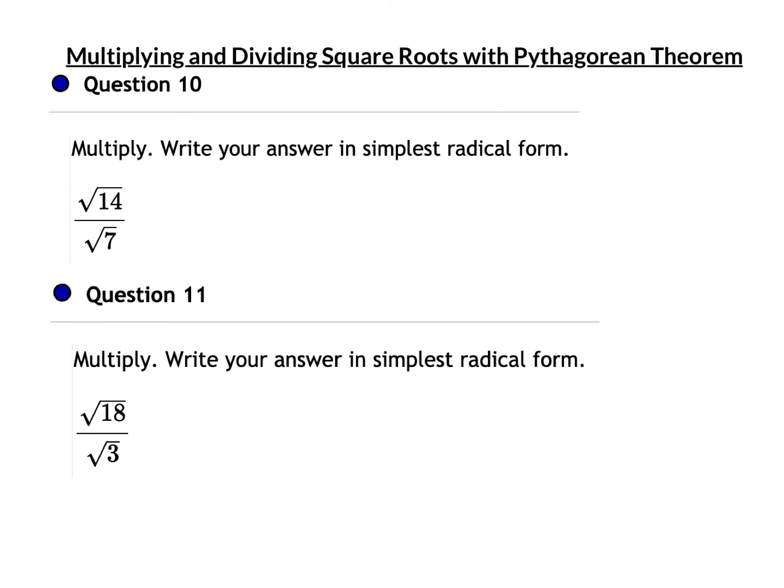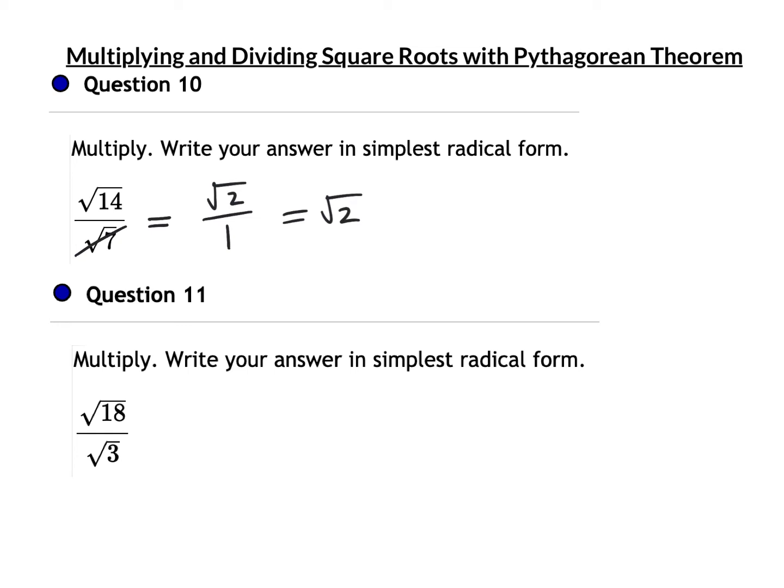Question 10 and 11. As long as they're both roots, you can divide them. I can divide both of these by root 7. Anything divided by itself is 1. Root 14 divided by root 7 is root 2. And anything divided by 1 is itself. My answer then is root 2.